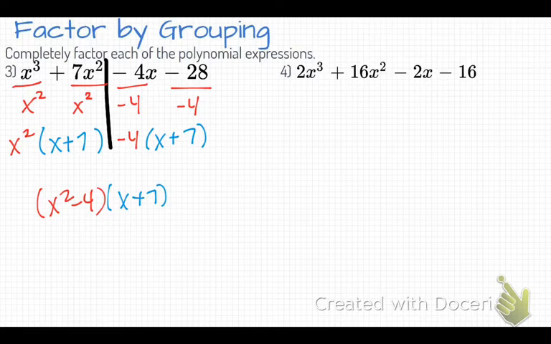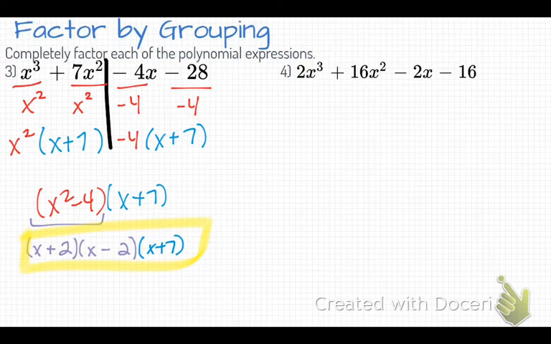So what is the square root of x squared? x. And what is the square root of 4? 2. And then I'm going to put a plus or a minus. And then bring down my last factor. Now, can x plus 2 times x minus 2 times x plus 7 be factored any further? No, this is my final answer, okay?